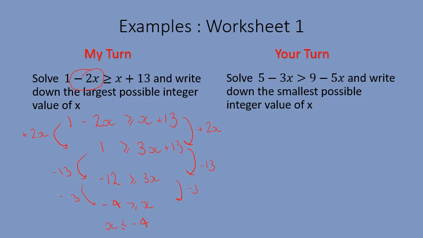If we think about our number line, we're told that x is less than or equal to -4. So my possible options for x, if I'm thinking about an integer, would be -4, -5, -6, -7. It says write down the largest possible integer value of x. So it could be -4, -5, -6. The largest of those answers is -4. So my final answer for that one is -4.